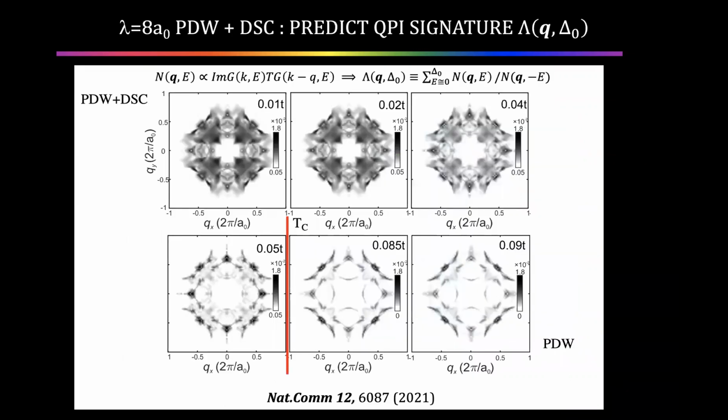So from the same model, they had to find the Bogoliubov eigenstates, then put an impurity atom in the calculation, then calculate the scattering interference that would tell them this function from the Green's functions of the PDW plus TSC, and do that as a function of temperature. This is TC of the homogeneous order parameter. Above that TC, the pair density wave exists in the model.